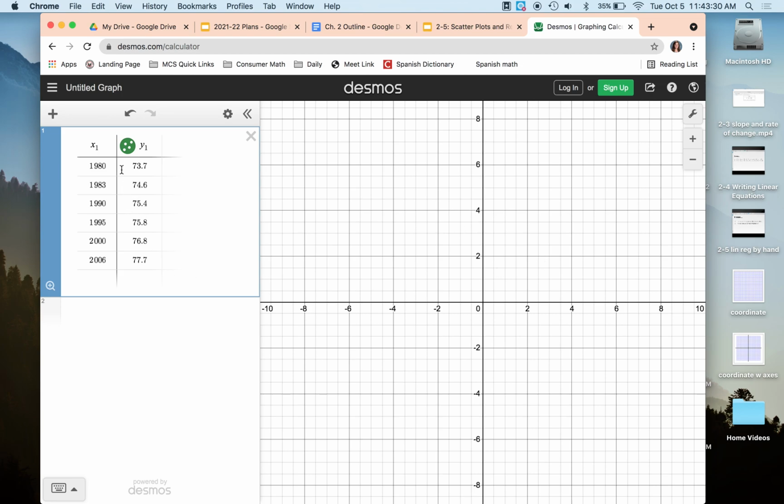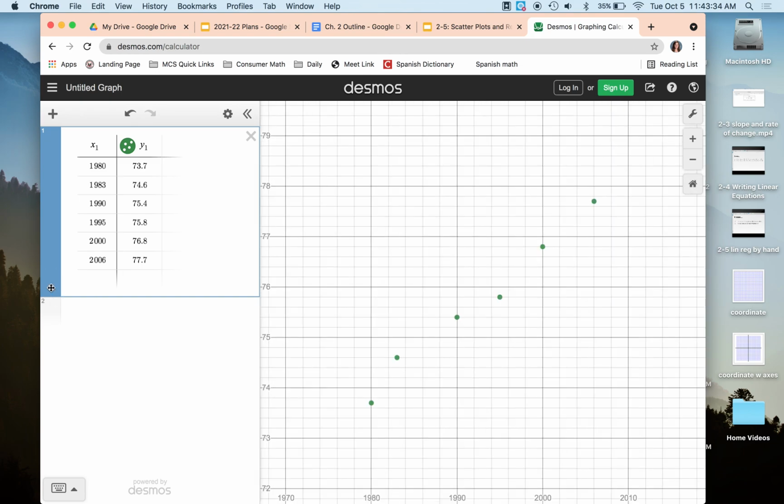I can't see any of those ordered pairs, so I'm going to click on this little magnifying glass, and it will take me to the portion of the graph that will allow me to see those points. So we see it has a nice positive linear relationship. The correlation seems to be pretty strong because those points seem to be in a tight cloud. So now let's tell Desmos, hey Desmos, I want an equation for the line of best fit.